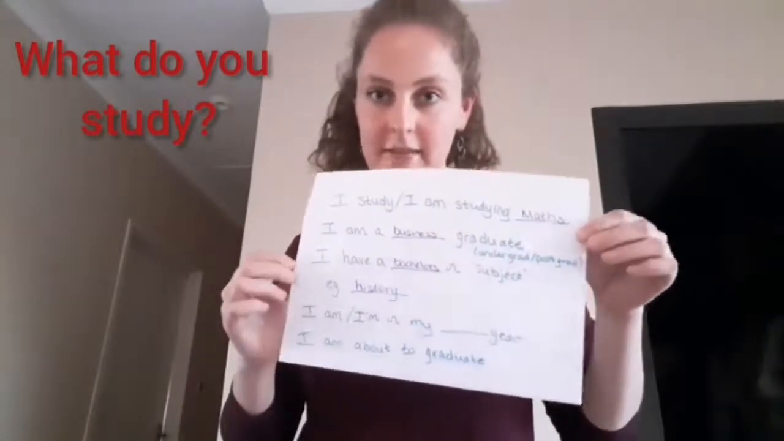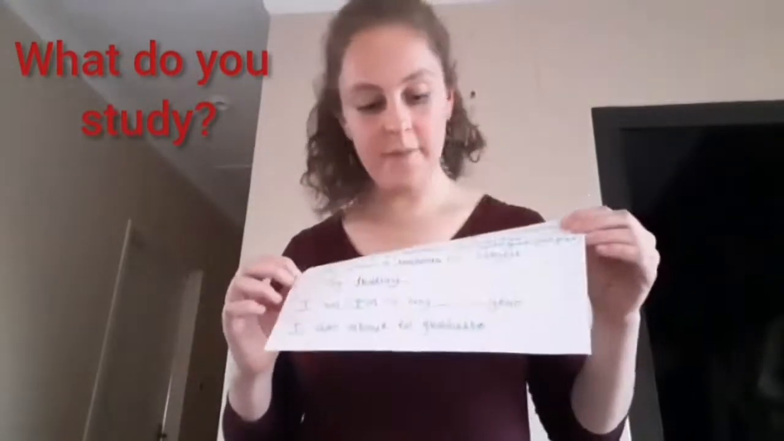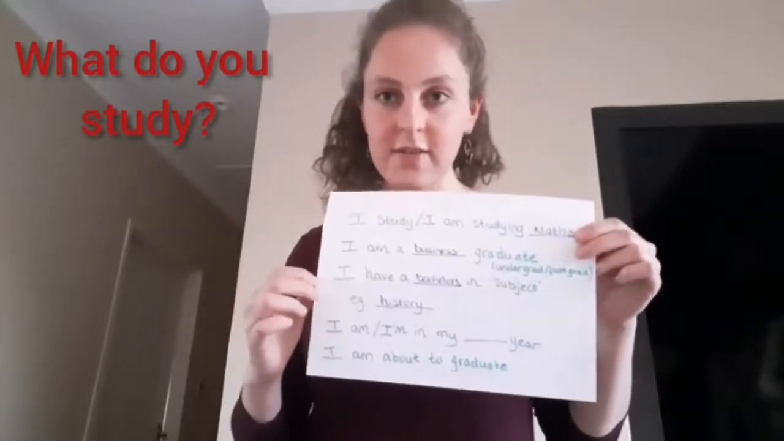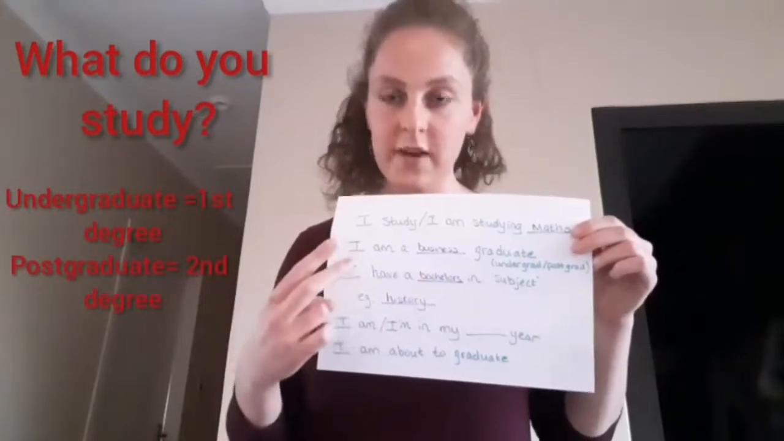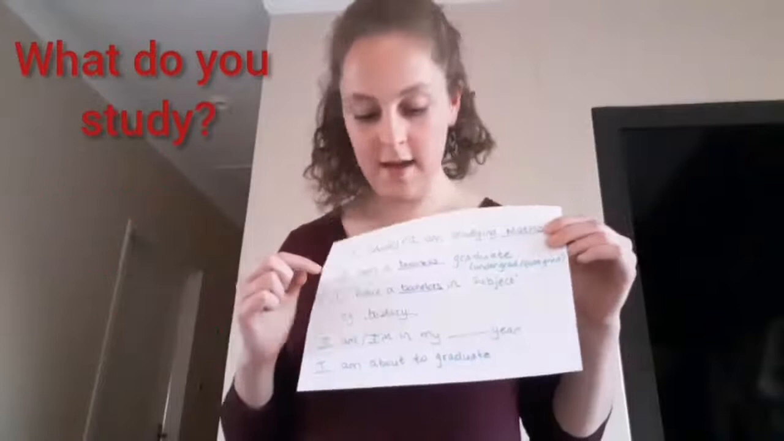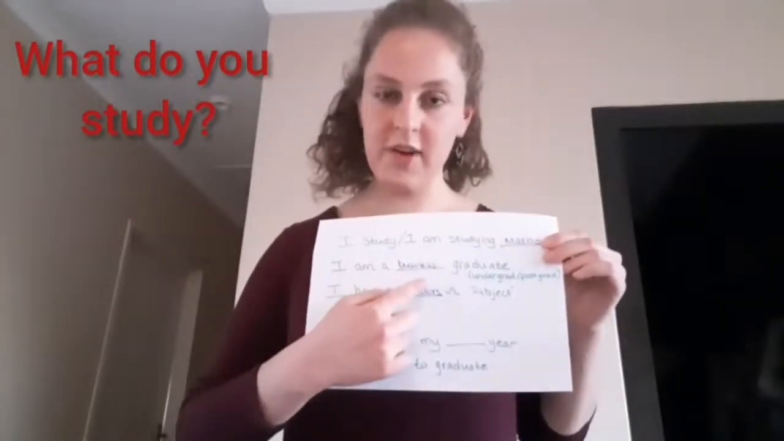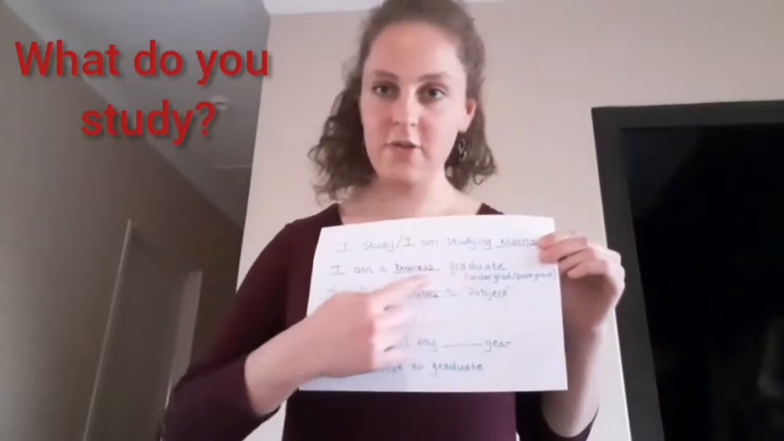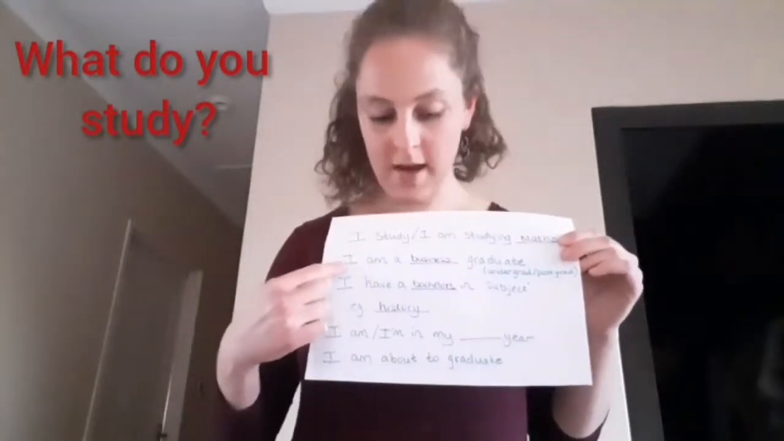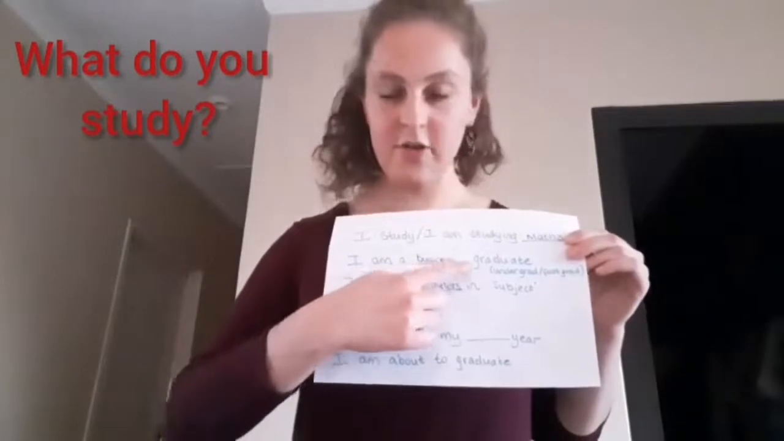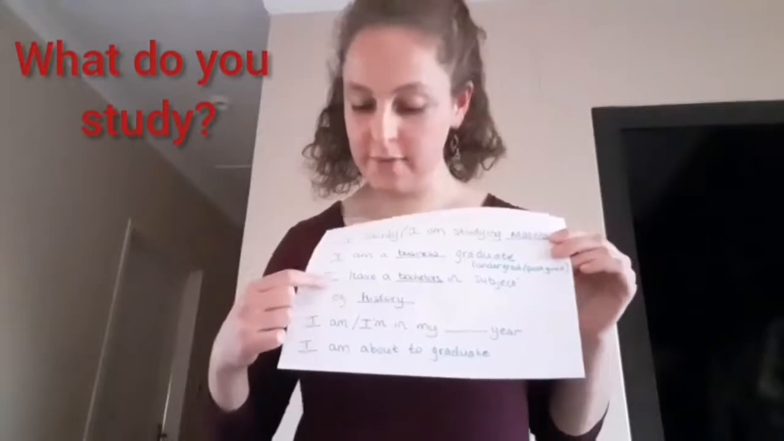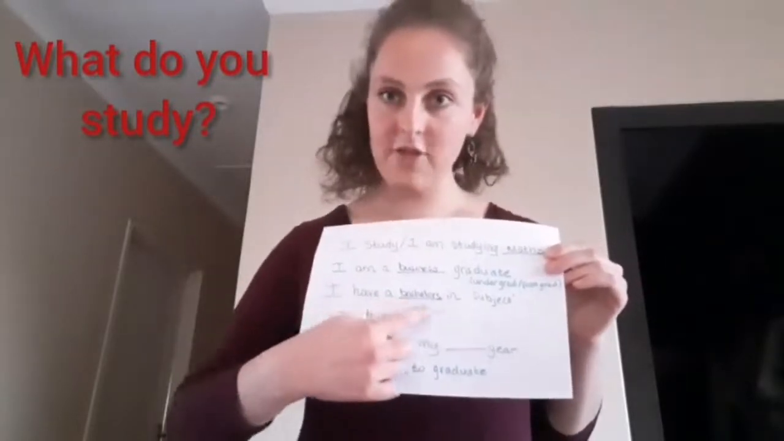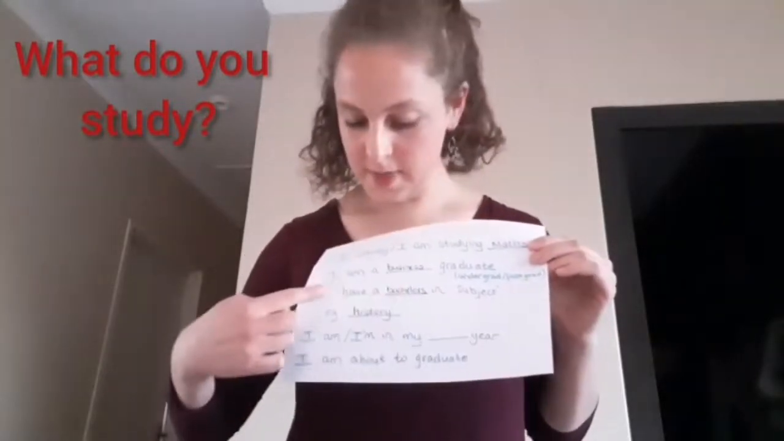For example, maths. If you are doing a graduate degree, undergraduate, that's the first degree, or postgraduate, a second degree, you can say, I am a, the subject, graduate, undergraduate, or postgraduate. For example, I am a business graduate. To talk about which degree you have, you can say, I have a bachelor's type of degree in the subject. For example, in history.